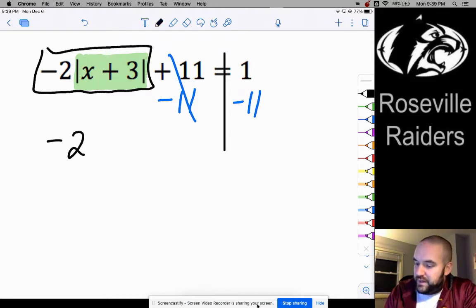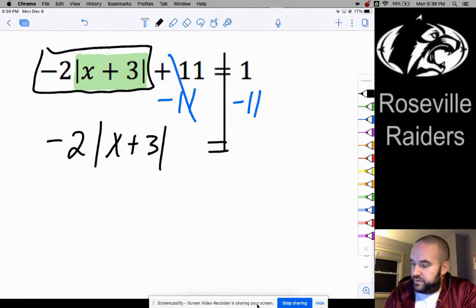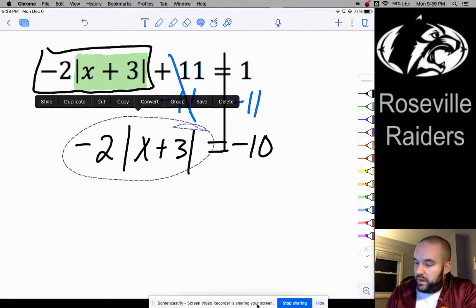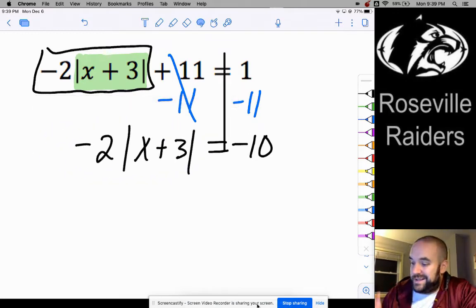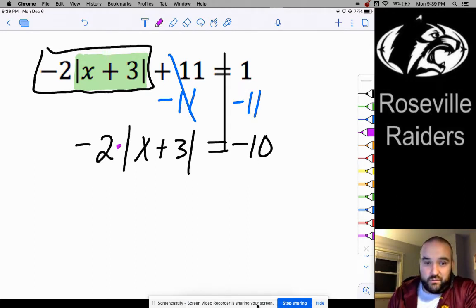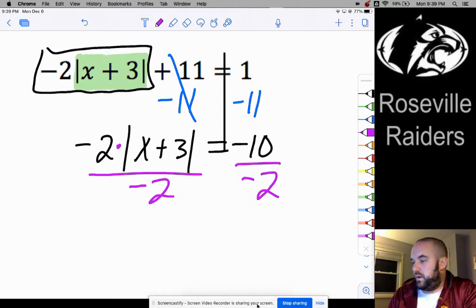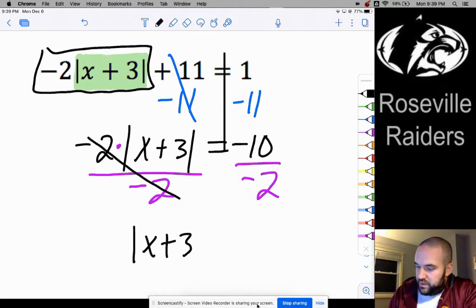If I do that, I now have negative 2 times the absolute value of x plus 3 is equal to negative 10. Great, we're one step closer to getting the absolute value by itself. Now I'm going to get rid of the negative 2. This is multiplication out front. We just can't distribute because it changes the values of some numbers. So I'm going to divide both sides by negative 2. When I do that, my negative 2's undo each other here, and I just have the absolute value of x plus 3 is equal to positive 5.